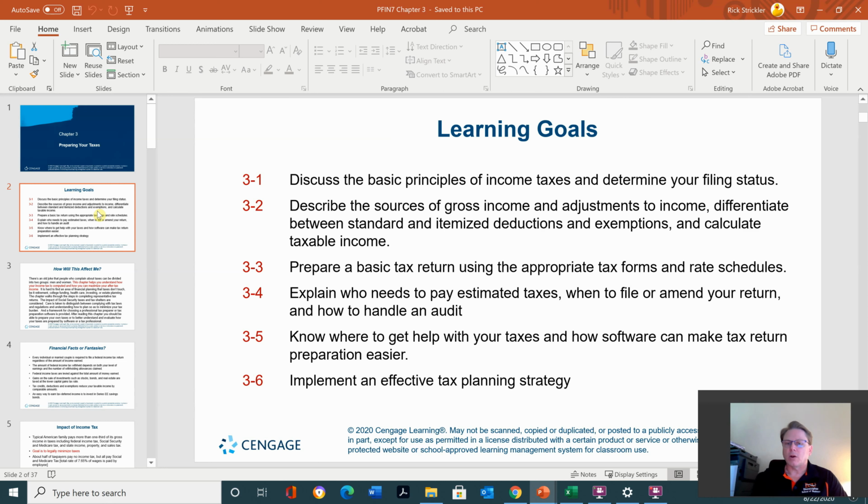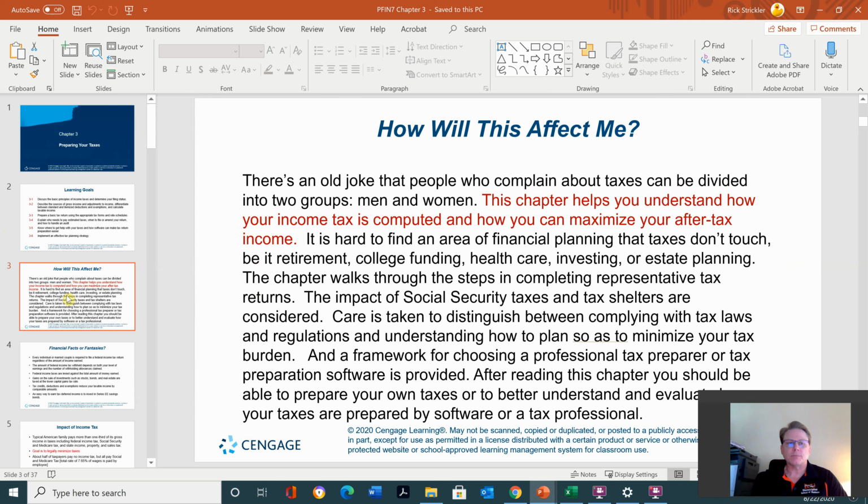And audits are horrible. I hope you never have one. Know where to get help with your taxes and how software can make tax return preparation easier. And then implement an effective tax planning strategy.